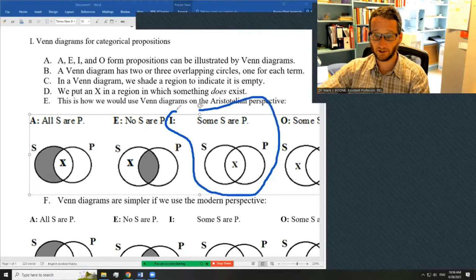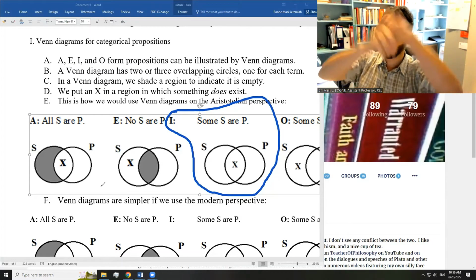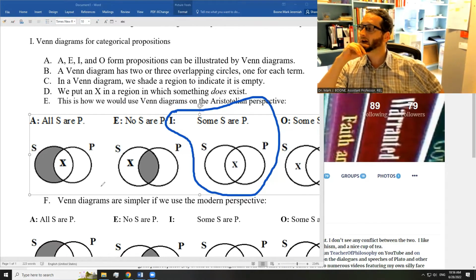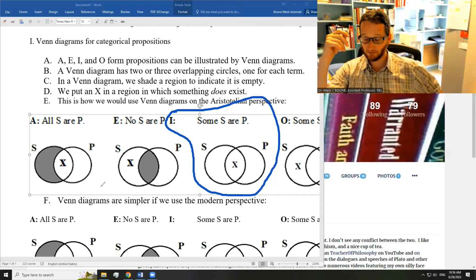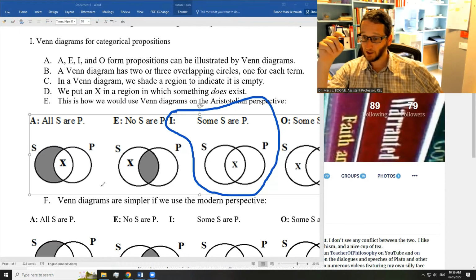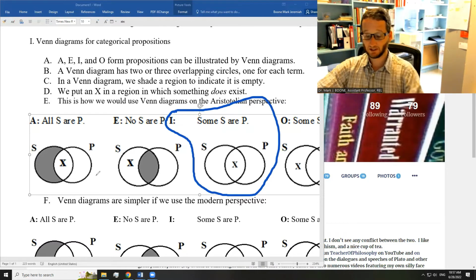Now moving to the I form proposition, it would look like this: two overlapping circles with an X in the middle. That's it. Very simple. So some S are P is the I form categorical proposition. For example, some guinea pigs are pets. If you're going to Venn diagram that, you have two overlapping circles, one for guinea pigs, one for pets. Put the guinea pig circle on the left and put an X in the middle. We're not saying anything about guinea pigs that are not pets or anything about pets that are not guinea pigs. We are saying something about guinea pigs that are pets, namely that they exist. So put an X in the overlapping region to mark the spot where something exists, and that's it. That's all you do for that one.